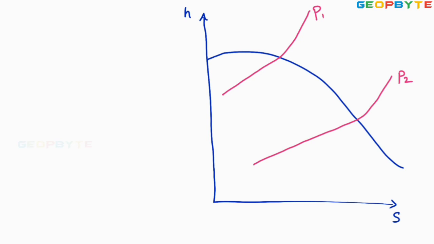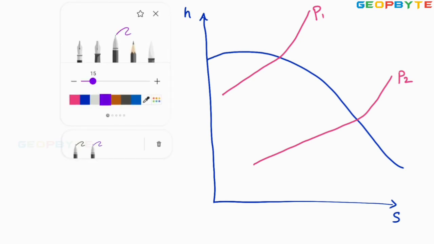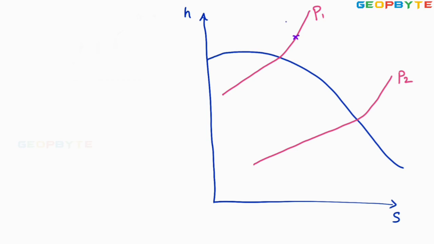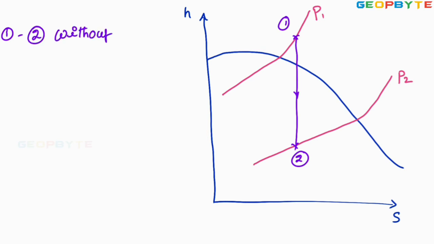If I construct the HS diagram without friction, it may be like this. 1 to 2 is the expansion of the steam without friction. Without friction, enthalpy is dropping from H1 to H2. The dryness fraction at this state is X2.